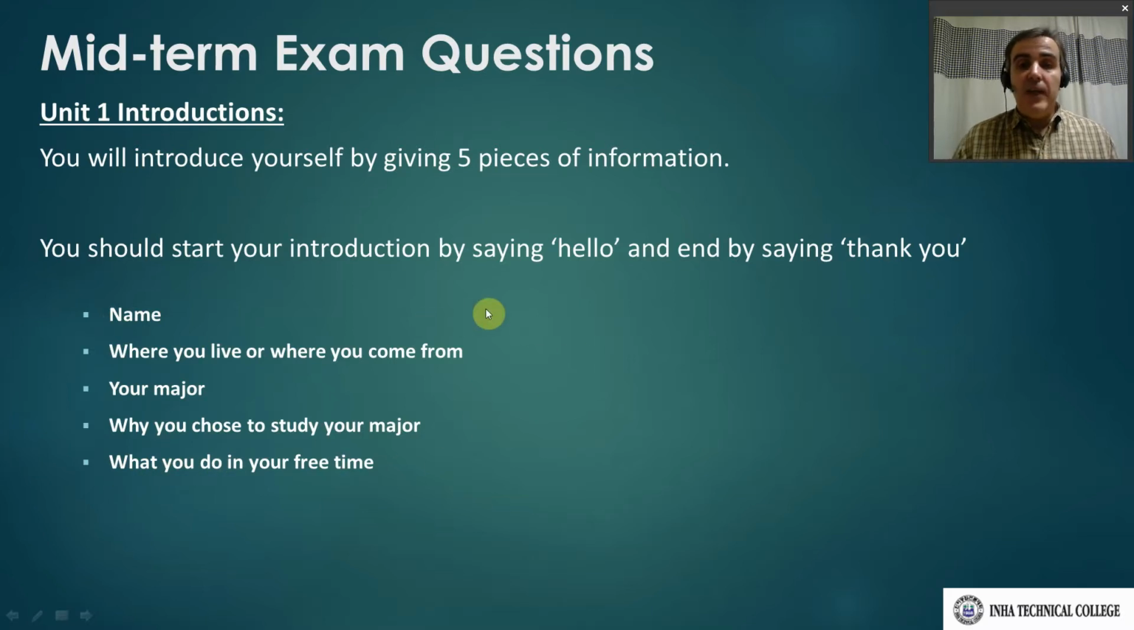So for example, I might say, hello, my name is James Payton. I live in Cheongna in Incheon. My major is hotel management. I chose to study my major because I love to meet new people. In my free time, I love to play guitar, watch some TV, and meet lots of interesting people. Thank you. That would be a good example of a personal introduction. So that is going to be the same on every exam paper. Everybody will introduce themselves by giving 5 pieces of information. That is it. So, a fairly easy first part.